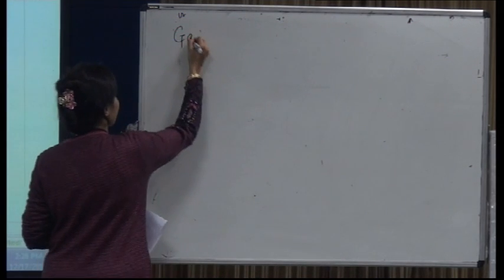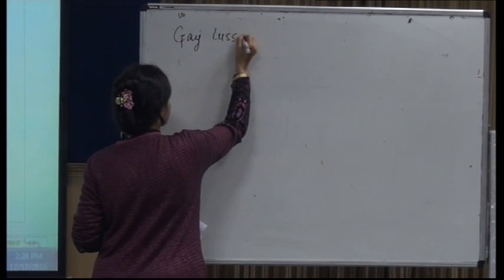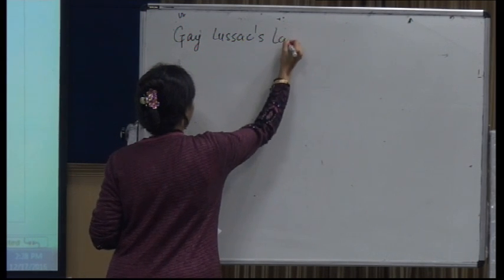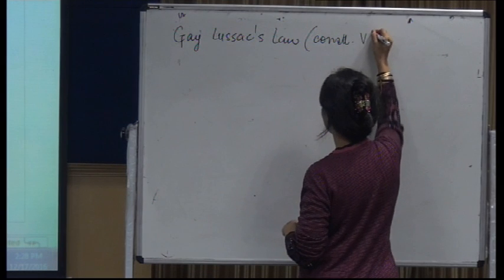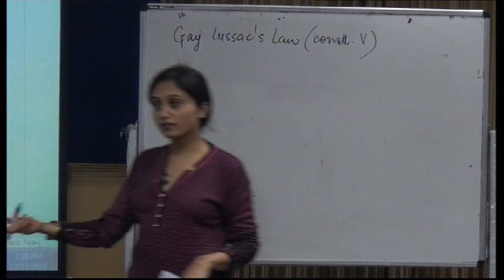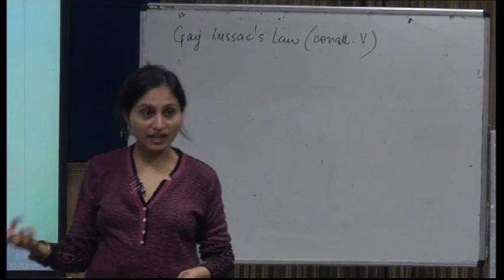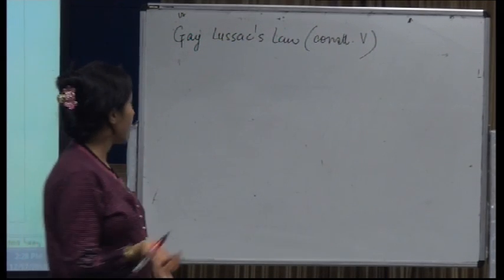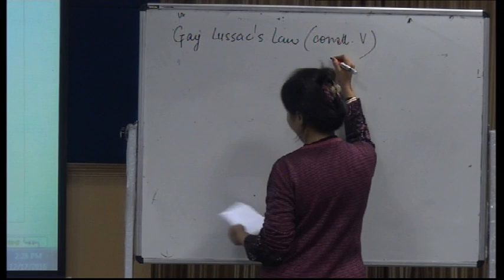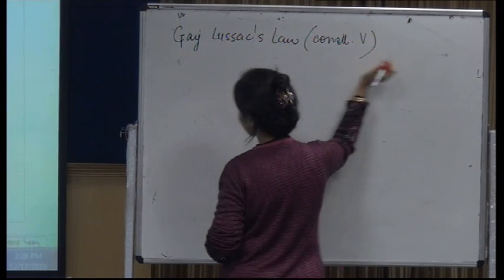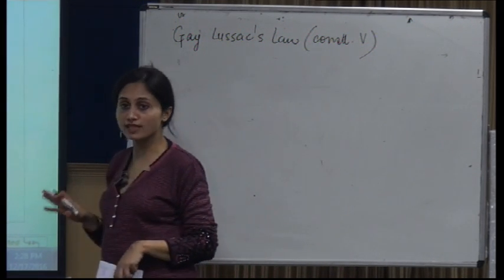We talk about Gay-Lussac's law of constant volume. Temperature constant for Boyle's law, pressure constant for Charles's law, and for Gay-Lussac's law you have constant volume and a fixed amount of gas. Fixed amount of gas means your n is also the same.